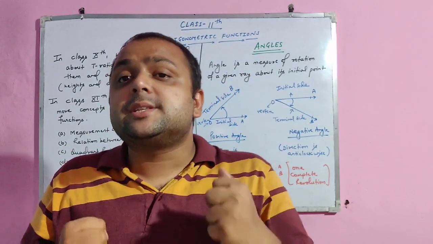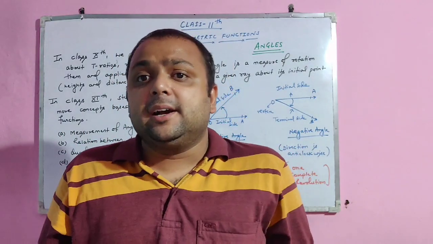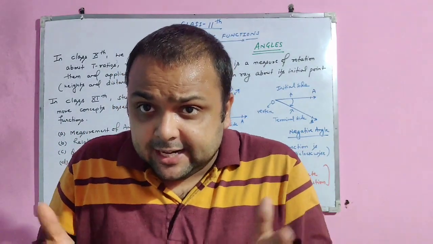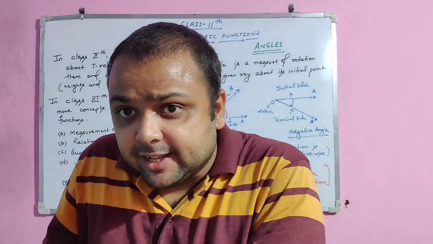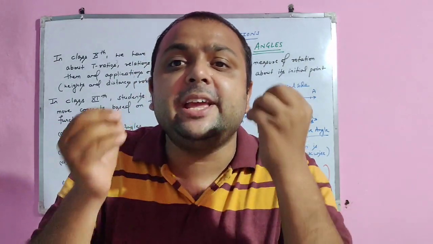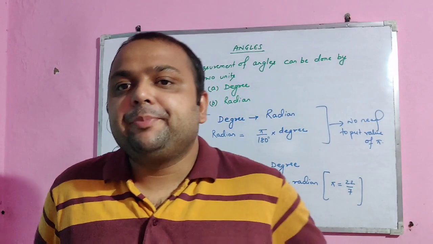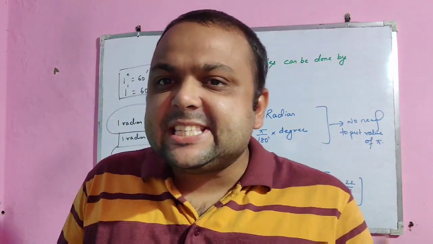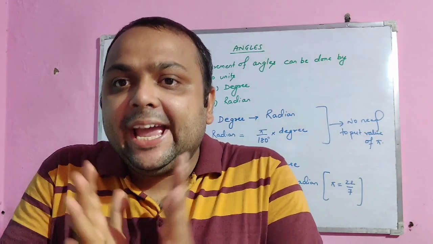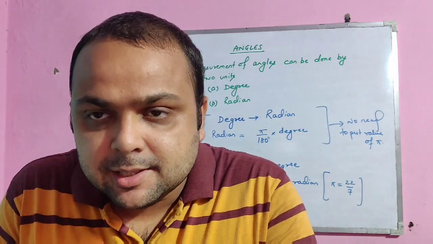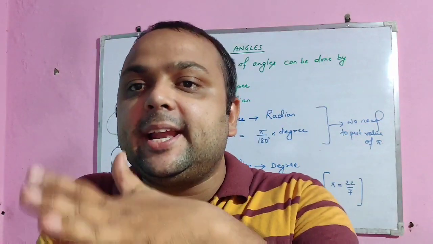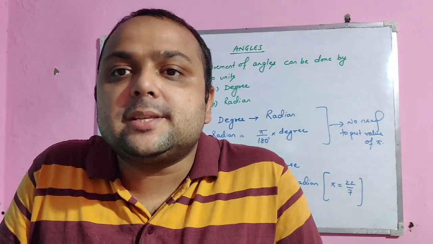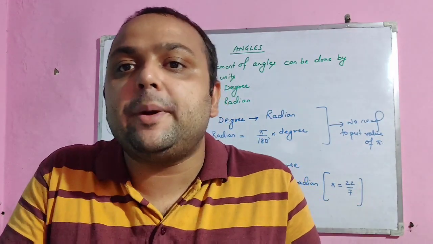So here we are going to discuss measurement of angles in different types, that is measurement of angles by two things, degree as well as radian. Please watch it very carefully. So I'm going to start the topic measurement of angles. Angles can be measured by two units, degree, which you all know, and another one is radian. How can we convert degree to radian and radian to degree? This we need to understand for the first topic related to trigonometric function.